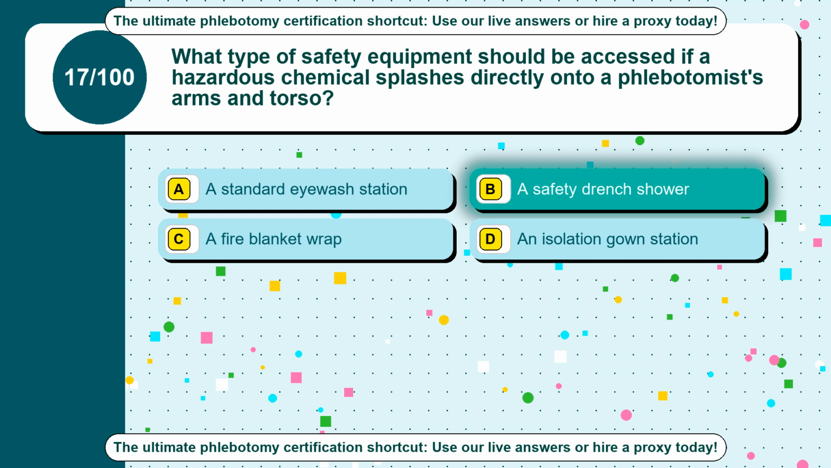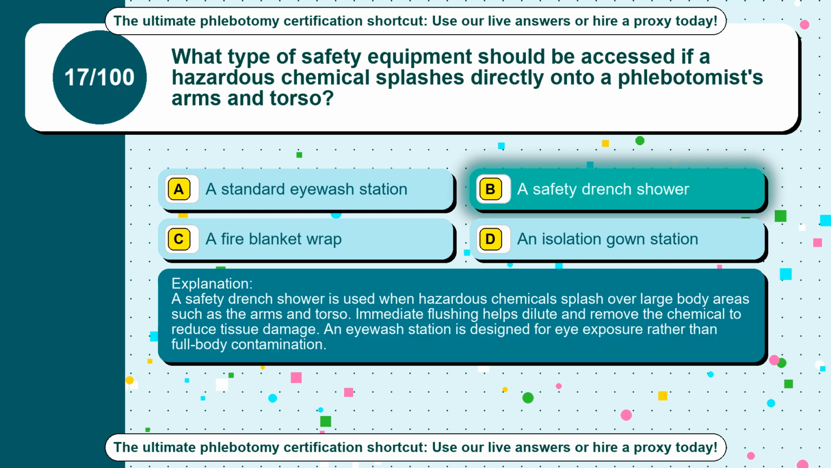A safety drench shower. A safety drench shower is used when hazardous chemicals splash over large body areas such as the arms and torso. Immediate flushing helps dilute and remove the chemical to reduce tissue damage. An eye wash station is designed for eye exposure rather than full body contamination.